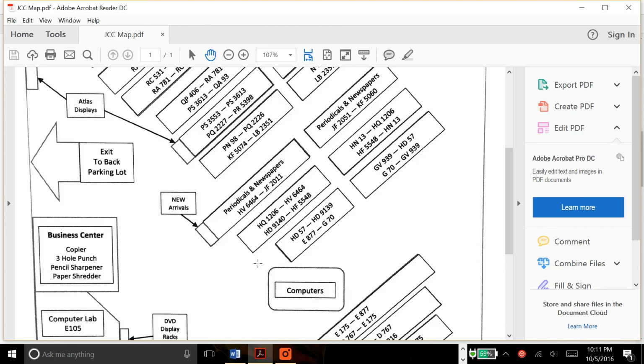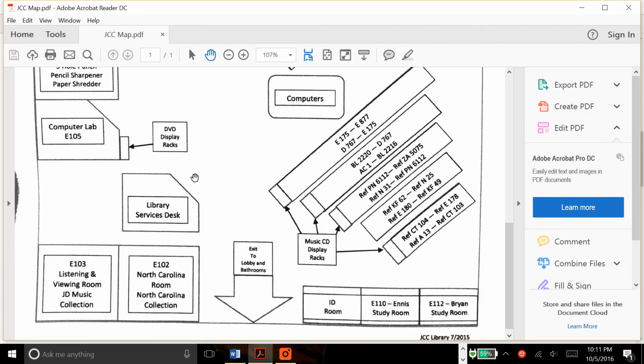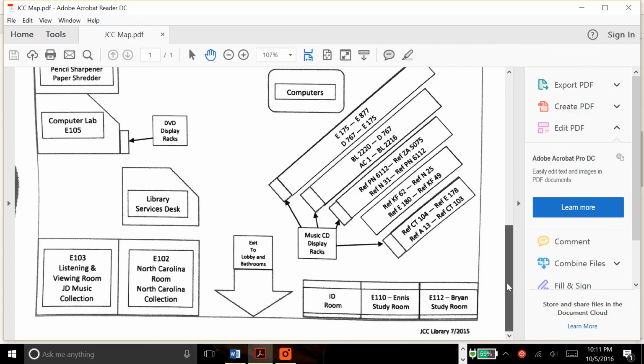So once you have that call number in hand, you can venture into the stacks. You can locate what you're looking for. If you can't locate what you're looking for, you can always come back up to the circulation desk and get help from a librarian on locating that item.